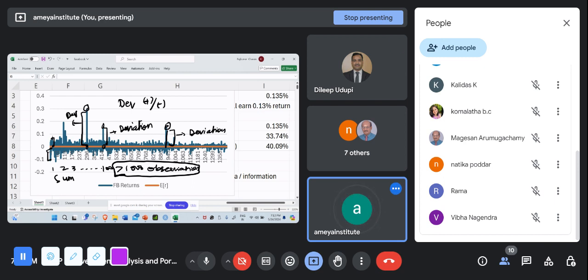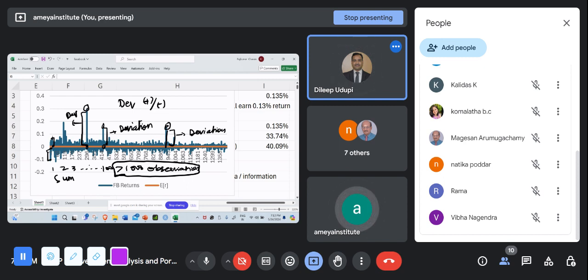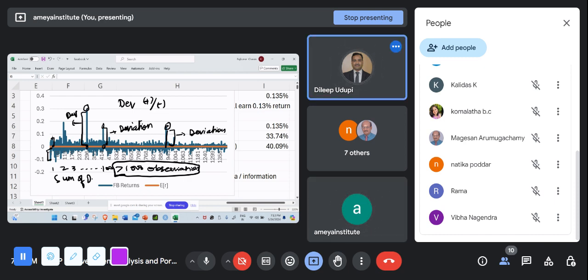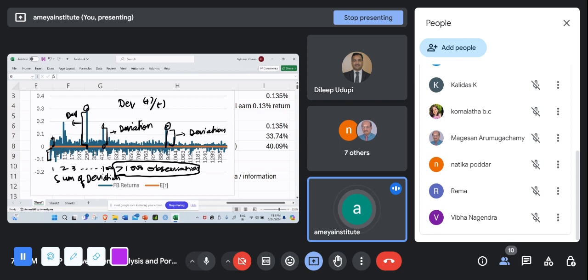Yes or no? Can I take the sum of every day's deviation? It means from the first day till the 1000th. Then what will this become? This will become the sum of what? Deviation. Am I clear about what I'm trying to say? Let me come to this Excel sheet.